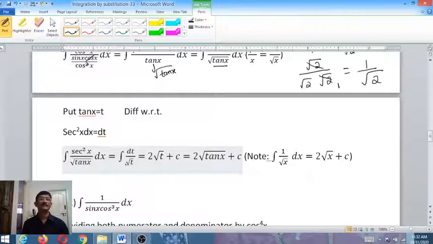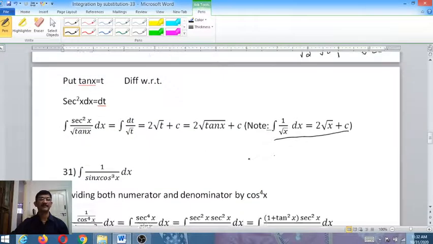Root of tan x is root t. Always remember, you have a direct formula: the integral of 1 by root x dx is 2 root x plus c. So dt by root t is 2 root t plus c. That is 2 into root t, which is 2 root tan x plus c. So it's a simple problem.